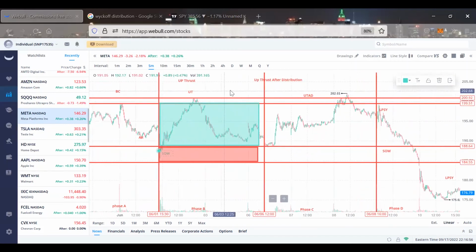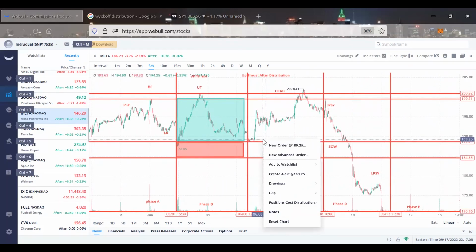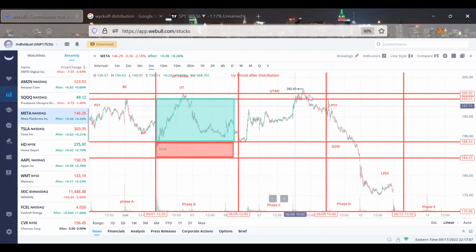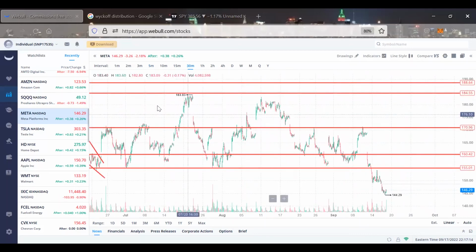Right, beautiful play. And then once we have that, we know we can have that UTAD, which you can take all the way down for the ST, that second test, right? And then boom, we have the UTAD. But that's how you trade this, right? You can play around with it.